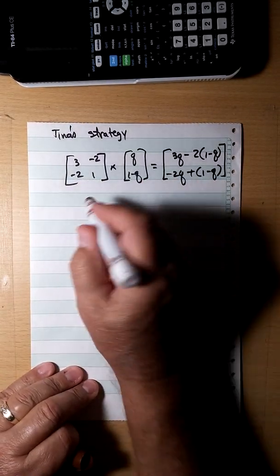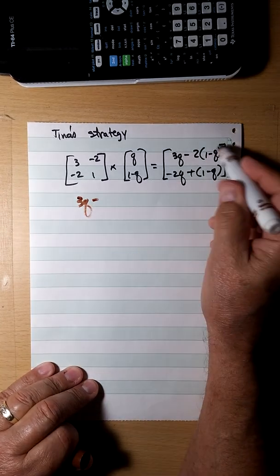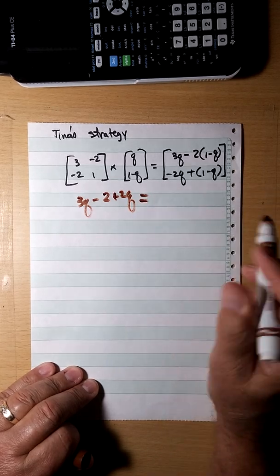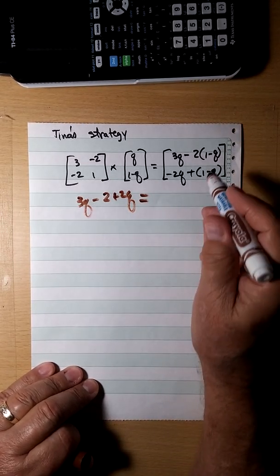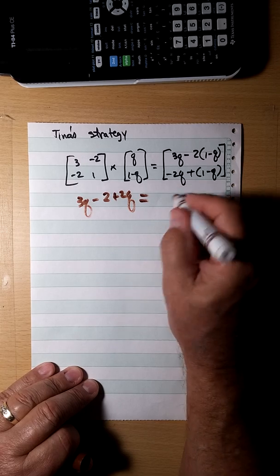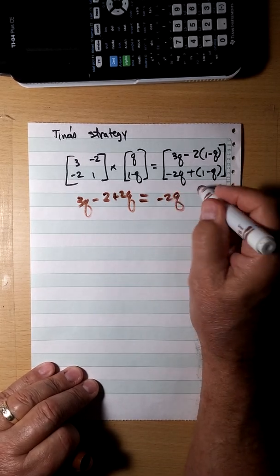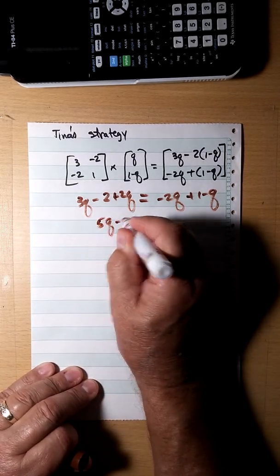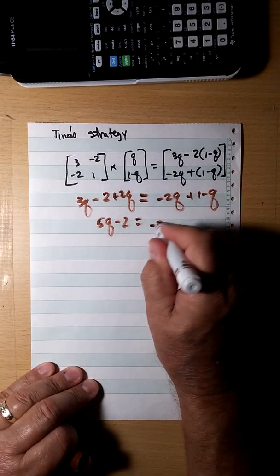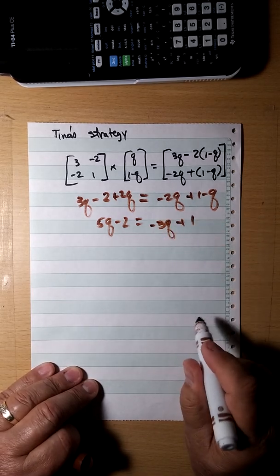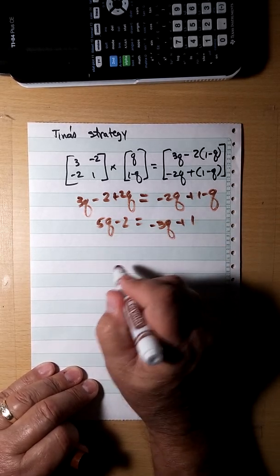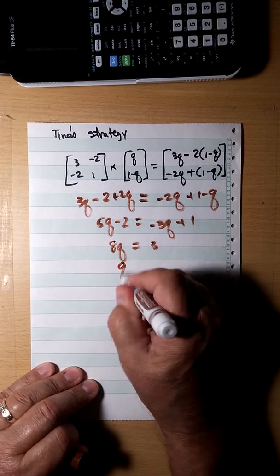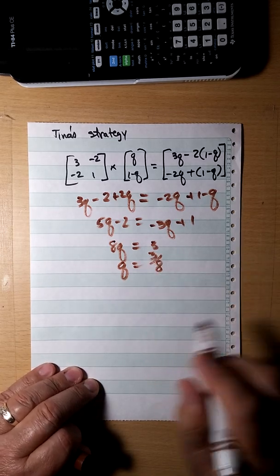Set those equal. Let's see, 3Q minus, we'll distribute that 2, minus 2 plus 2Q. And we assume, I guess, that it's going to be 50-50 again. It's -2Q plus 1 minus Q. So we have 5Q minus 2. We have a -3Q plus 1. Add 3Q to both sides, 8Q. Add 1 to both sides, 3. Yes, Q is 3/8 also. The same thing.